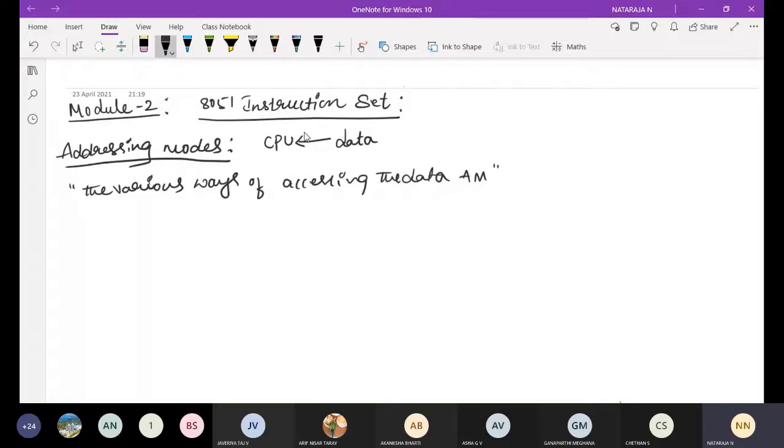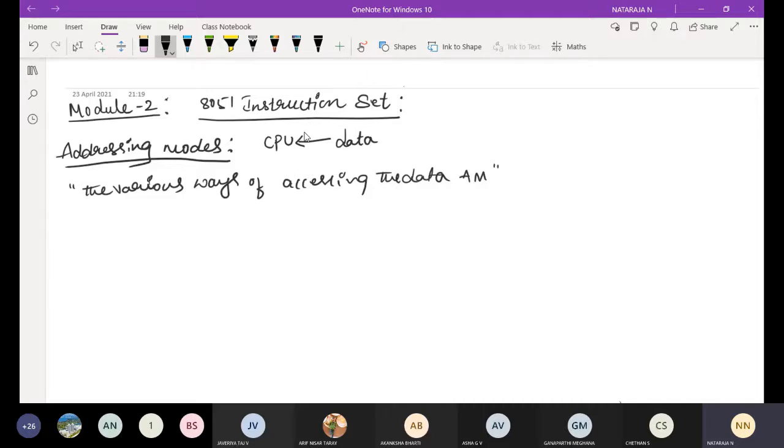We have so many ways, so there will be different types of addressing modes, and based on that it will access the data. That is why in the definition we say that the various ways of accessing the data we call an addressing mode. Also, we can say the various ways in which the data from source to destination address are specified in the instruction mnemonic for moving the data is called addressing mode. That is the technical definition that is there in the notes. If you want, you can go through it.